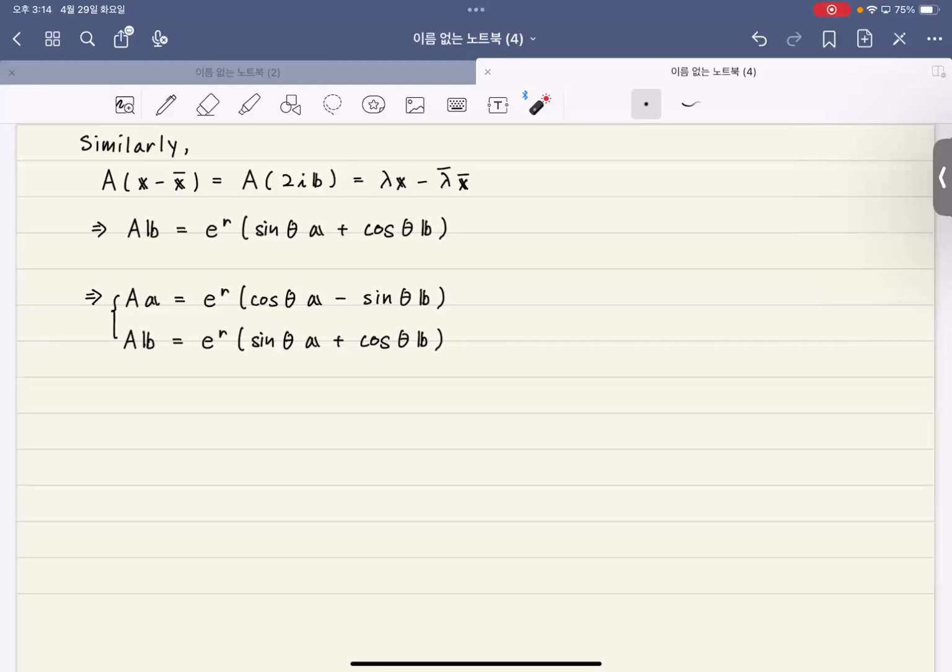This is not precisely a rotation. Why? Because in order to be truly a rotation, a and b must be orthogonal, but there is no guarantee that a and b are orthogonal vectors. So I cannot say these are truly a rotation, but some sort of rotation. You can try to convince yourself this is more like a rotation, but not exactly a rotation. Okay, so this is for today, and see you next time.